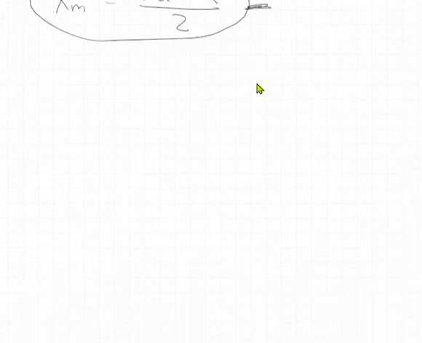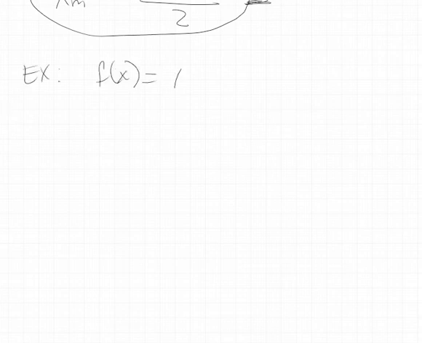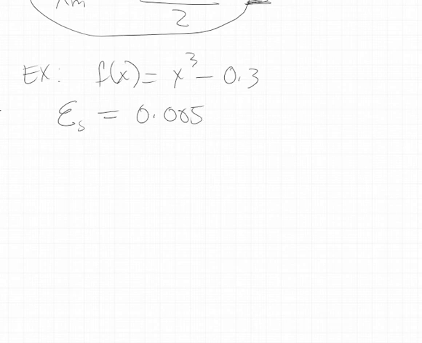So we can again solve our previous example. Then let's look at how many iterations we'll be using. Example, f of x is equal to x cubed minus 0.3, and our epsilon stopping criterion is 0.005%. So let's do this again. So solution. So what will be our first step? It's the same steps.